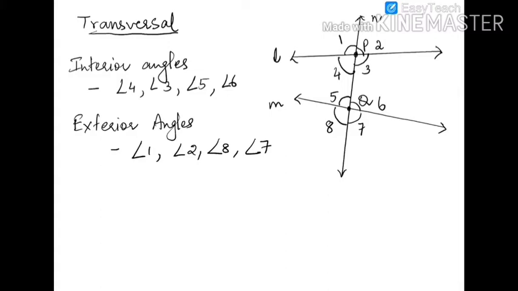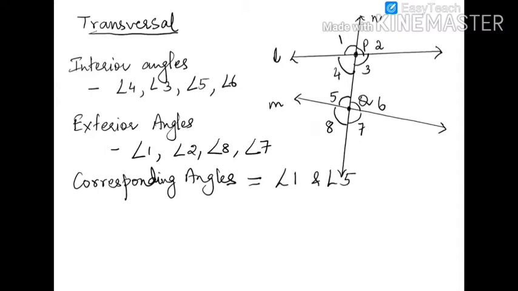Now angles that are on the same side of the transversal and on the same side of the two lines L and M are called corresponding angles. So taking the left side of the transversal, that is this region, angle 1 is above line L and angle 5 is above line M, and both are on the same side of the transversal. These angles form a pair of corresponding angles, so angle 1 and angle 5.